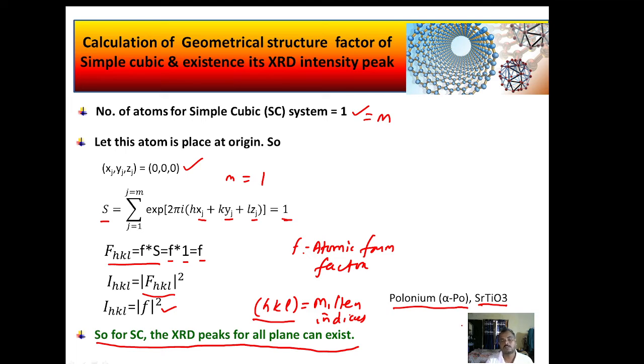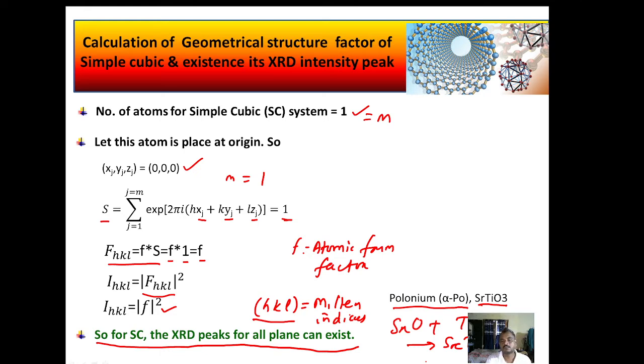Simple cubic does not give the highest density, so very rarely does any material on the earth's surface show the simple cubic structure. That's why I told you the only known material is polonium. Strontium titanate is a compound material that can be prepared from strontium oxide and titanium oxide. If you combine them by a particular processing called solid state reaction, then we can get this material.